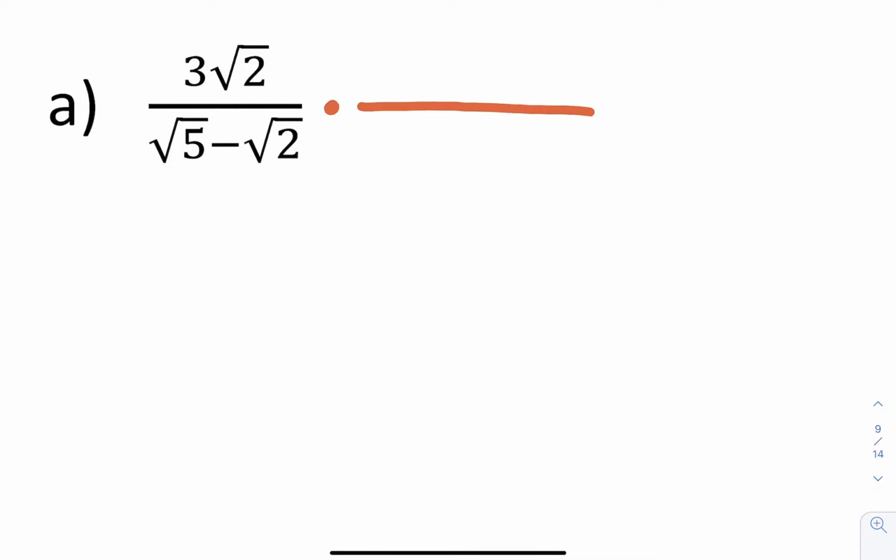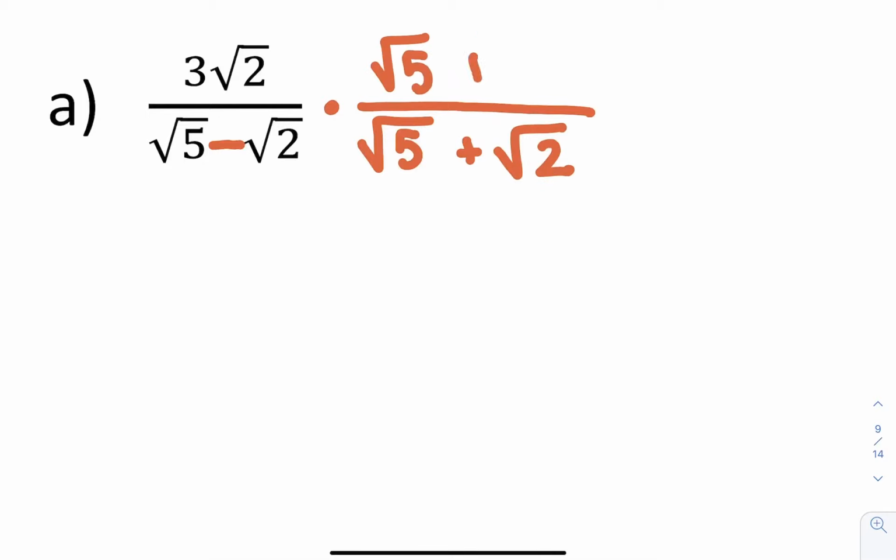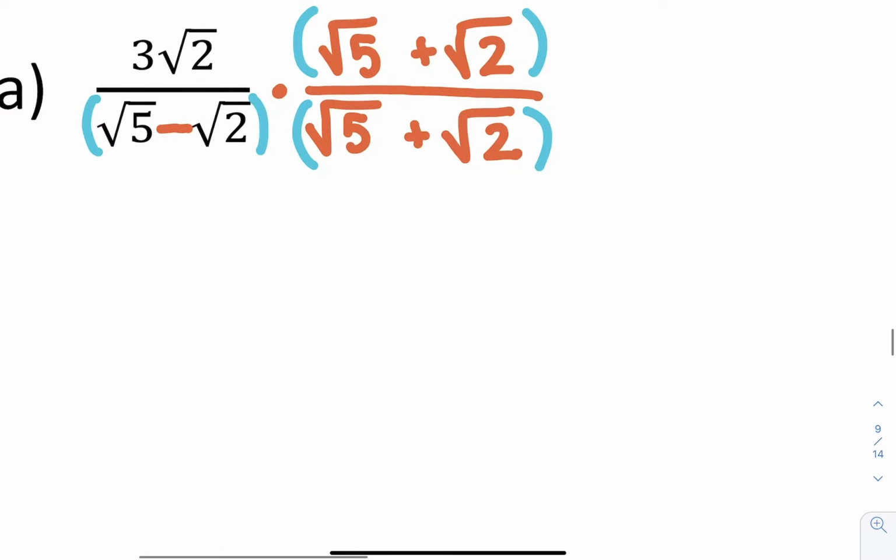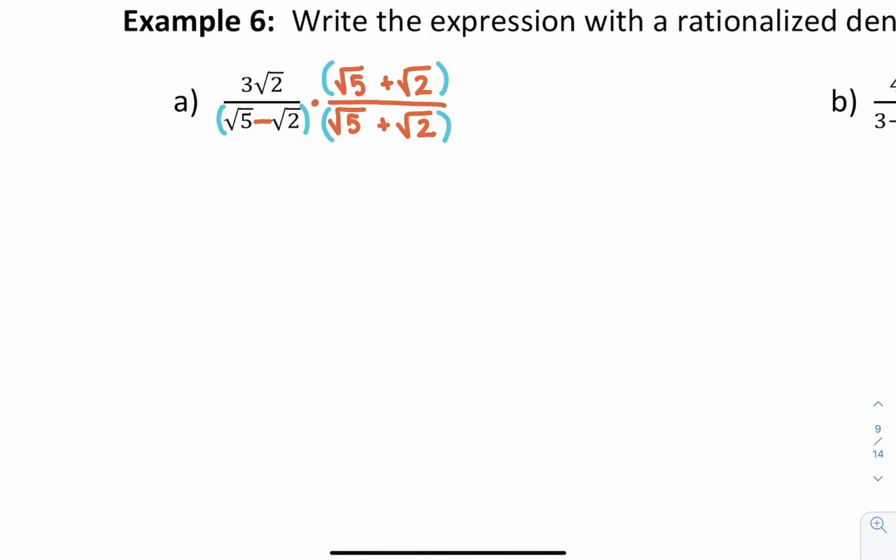So in this case, the conjugate is just, instead of a minus sign in between, there's a plus sign in between. So square root of 5 plus square root of 2. And I have to remember to multiply both the numerator and denominator by it so that I'm not actually changing it. I'm just multiplying by a creative form of 1. Now, I like to put parentheses whenever I do these problems. I put parentheses around all of these. And now I'm going to distribute and simplify.